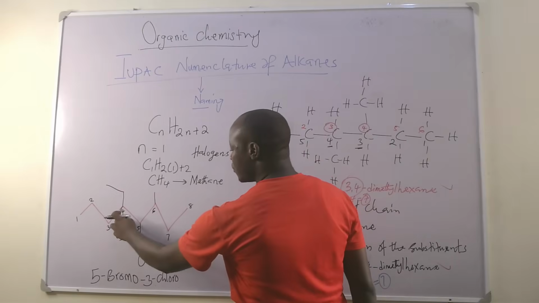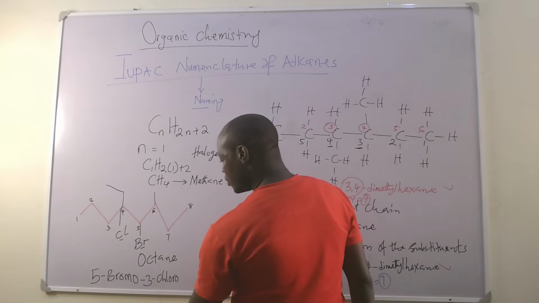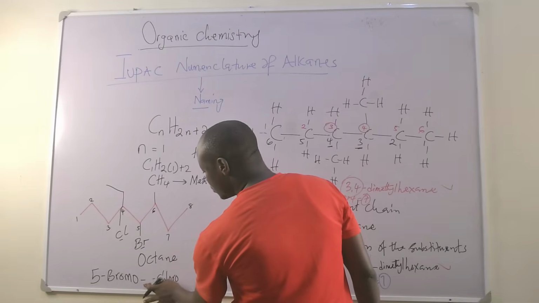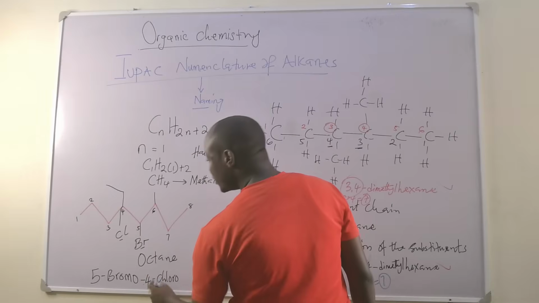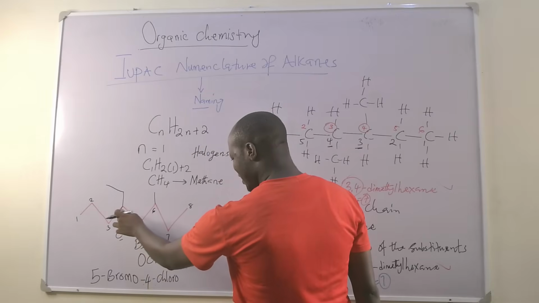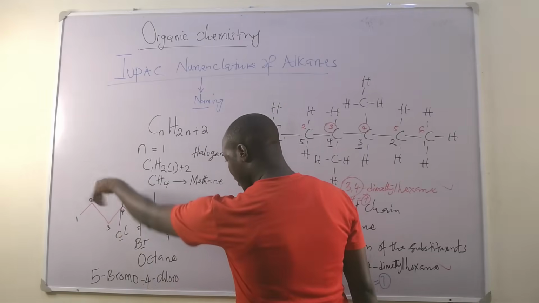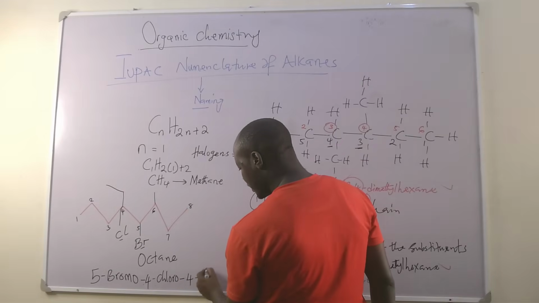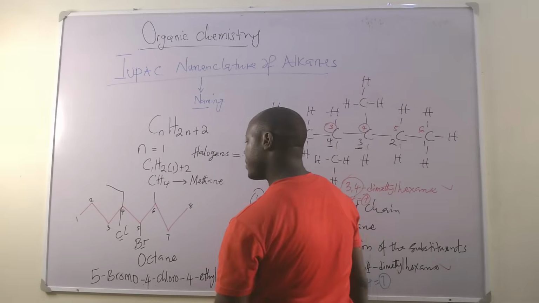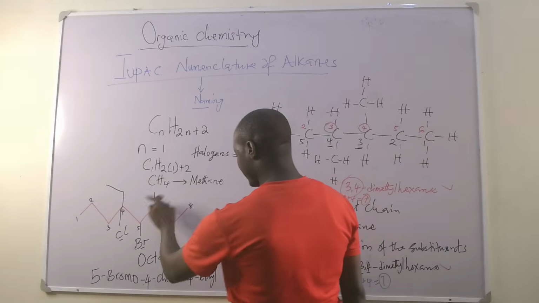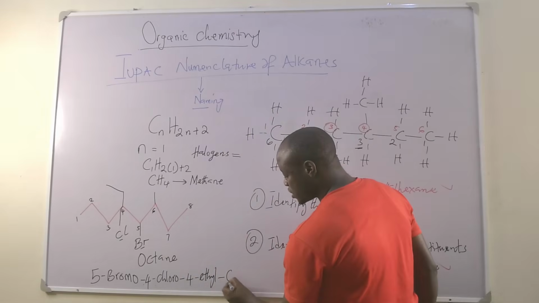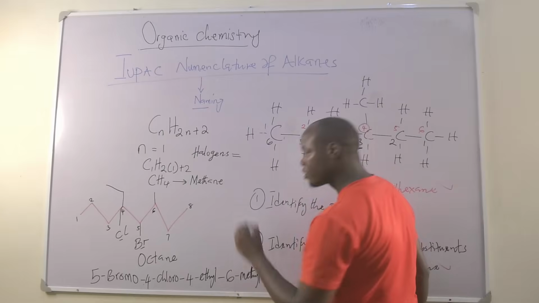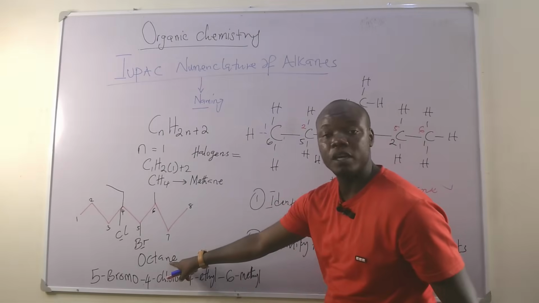Then at position 4, still the same. Okay, no, here the chlorine is at position 4, so it's not at position 3. So we have 4 bromo, and still at carbon 4, we have 4 ethyl, and then we have methyl at carbon 6, so we have 6 methyl. And then the parent name is octane.